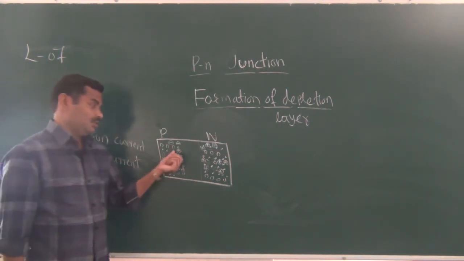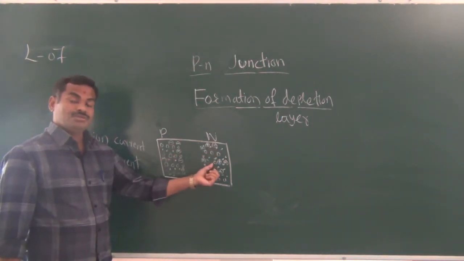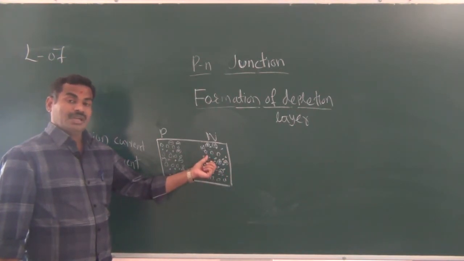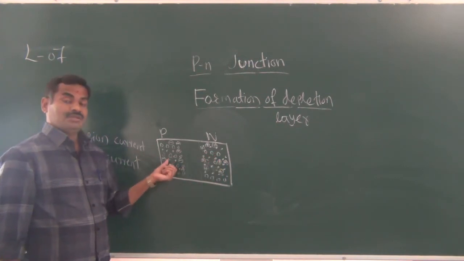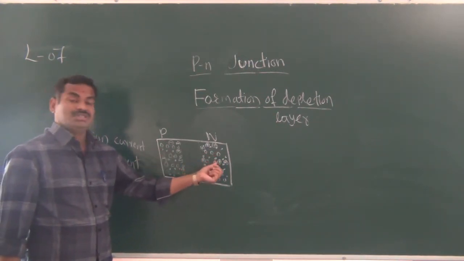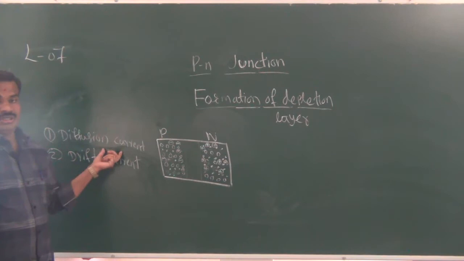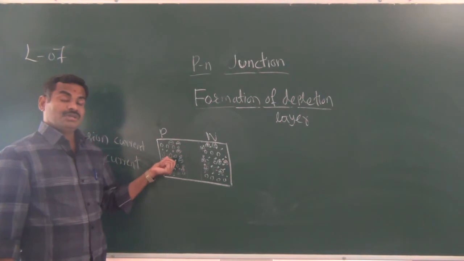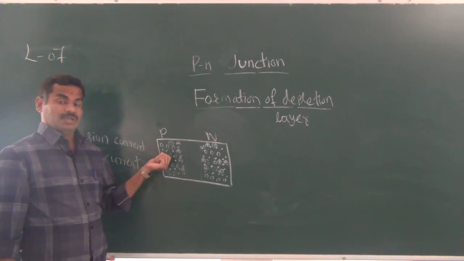It means the p-type semiconductor has holes, and the n-type semiconductor has electrons. Because of the concentration gradient, because of the concentration difference, the electrons move towards the p side, and the holes move towards the n side. This diffusion of electrons and holes is nothing but the diffusion current. Important thing: in the diffusion current, the electrons and holes are moving in a definite direction. That is your diffusion current.